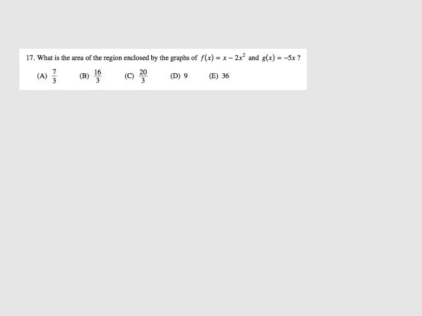Okay, I think that our class as a whole really loves the area problems. Here we have two graphs, f of x is equal to x minus 2x squared, and g of x is equal to negative 5x. And what is the area of the region enclosed by these graphs?